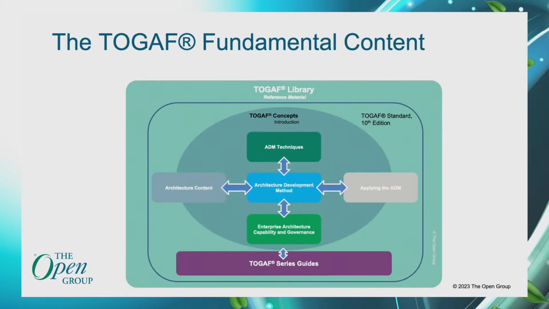So just explaining how we reorganized the fundamental content. We took the one book and split that out, and this has been split into these 6 guides. So you can see the architecture development method being supported by techniques, a guide on how to apply the ADM, obviously architecture content, capability and governance, so how you do things like architecture board, architecture compliance, and so on. And then you've got your TOGAF Series Guides, which interwork with the fundamental content.